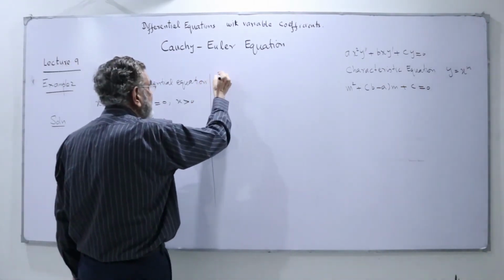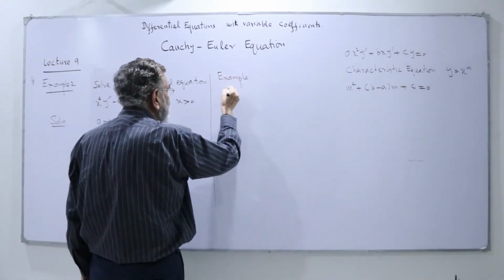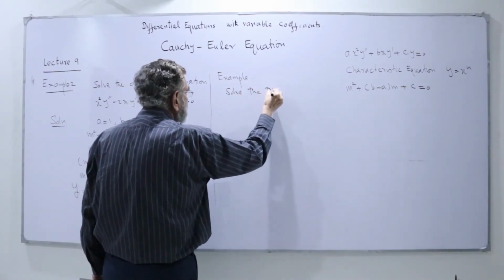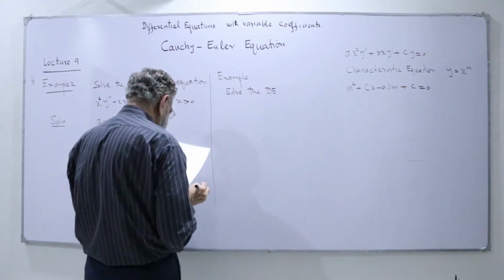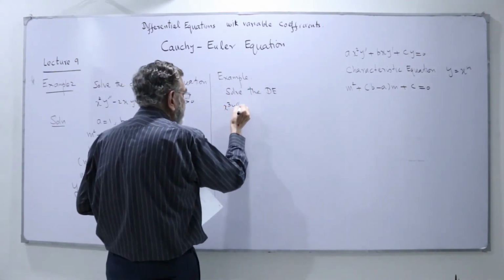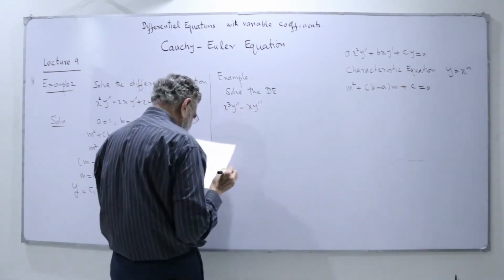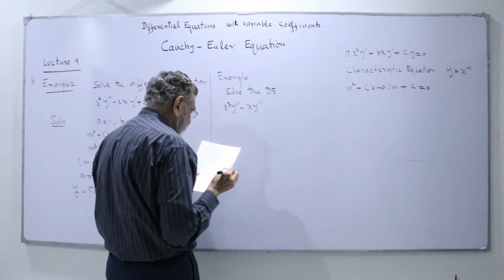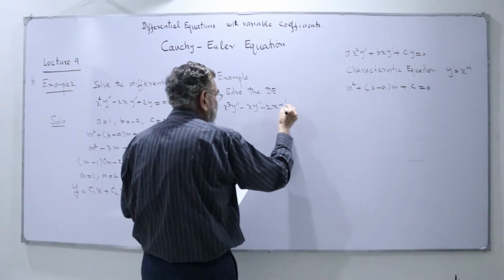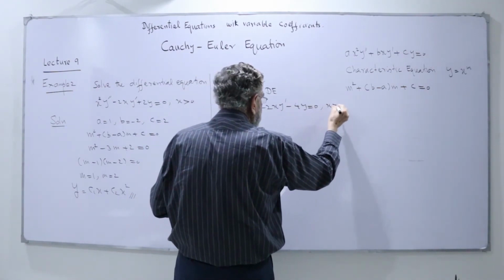Next example is example 3. We have a third order differential equation, and we try to solve it. My differential equation is x³ y''' − x² y'' − 2x y' − 4y = 0, where x is bigger than 0.